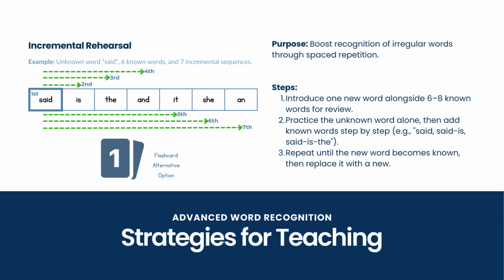This continues until all known words are practiced alongside the new one. Each time the new word is repeated, it strengthens memory retention and increases fluency. The gradual and spaced repetition ensures the new word becomes a permanent part of the student's word bank, while reinforcing their mastery of familiar words.